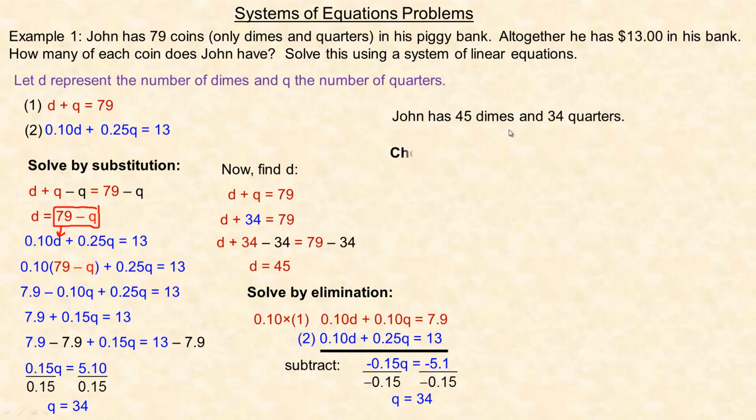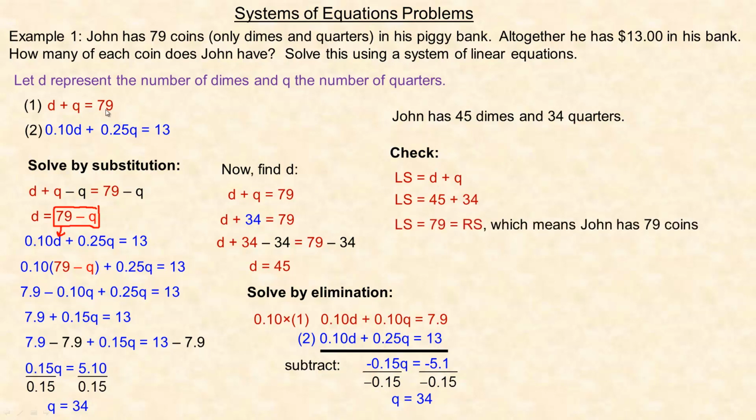So let's do the check now. In the original equation, D plus Q is what's on the left side here. D is 45 and Q is 34, so 45 and 34 add to 79, and that's what's equal to the right side, so that's good. That check actually tells us that John has 79 coins.